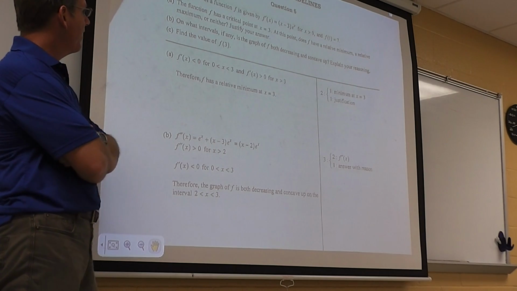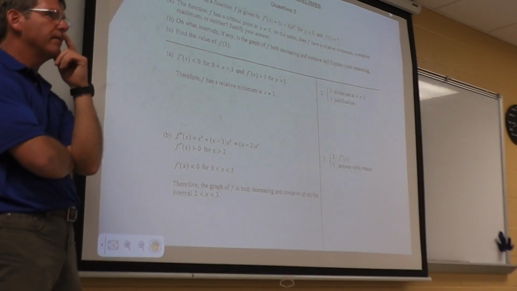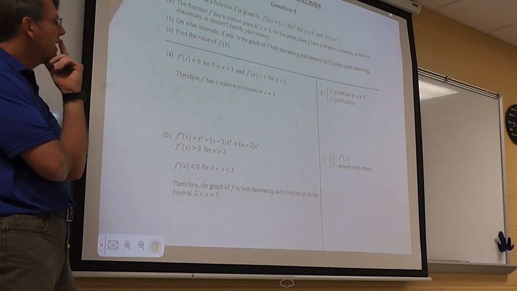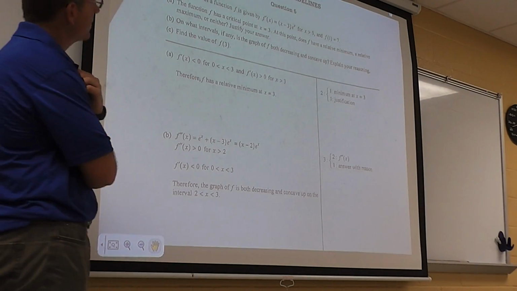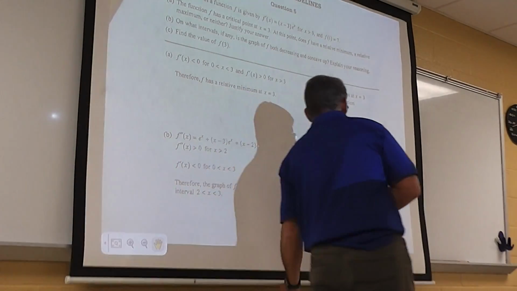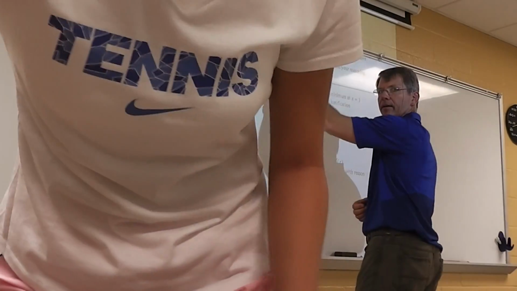Now, note how they put their solution there. If we were going to work this out, f prime of x equals x minus 3 times e to the x. I'm going to write that up.